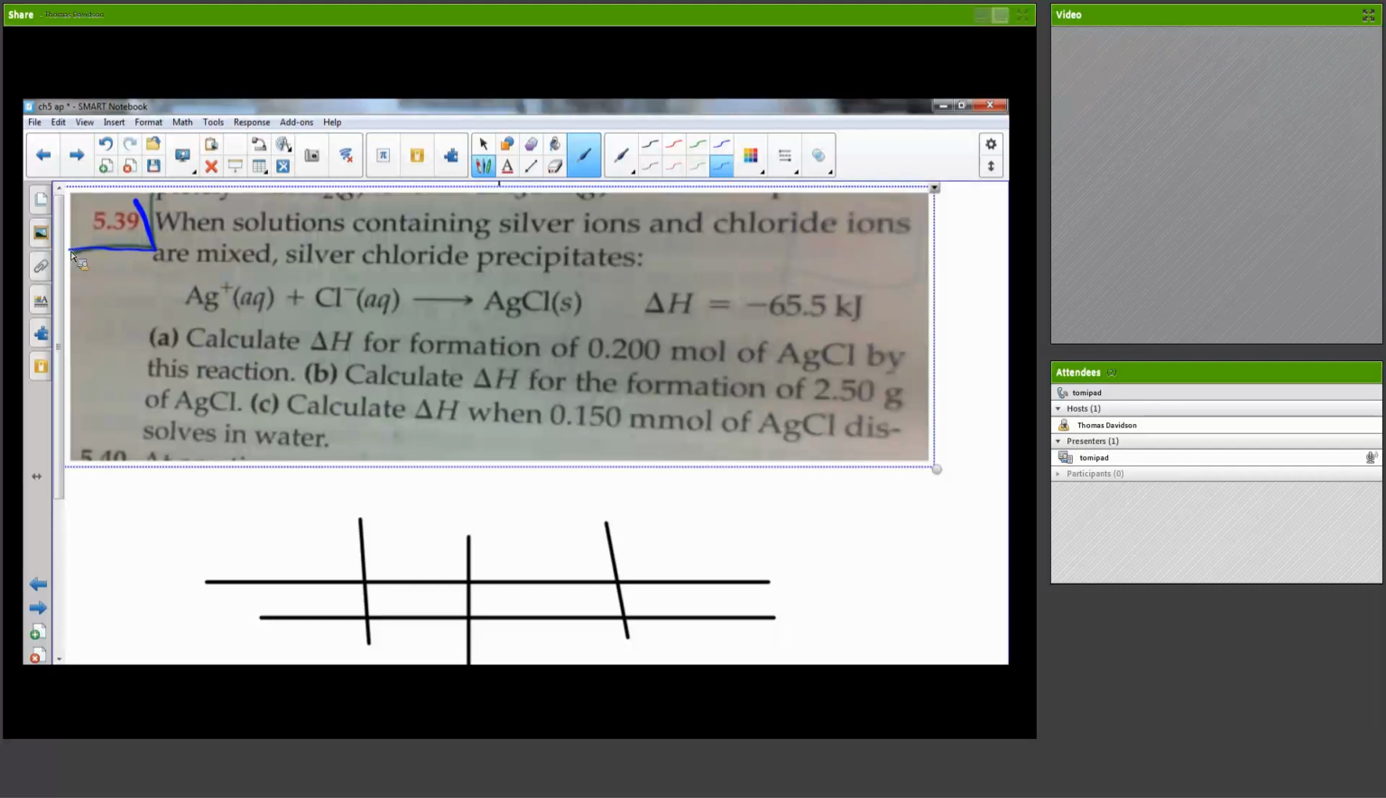And then for ease of this problem, I want you to ignore this M. The question's really asking you per millimole, but we'll just say per mole for right now. Raise your hands right now if you have no idea what to do.